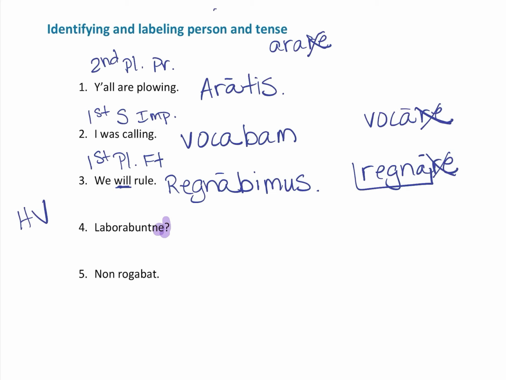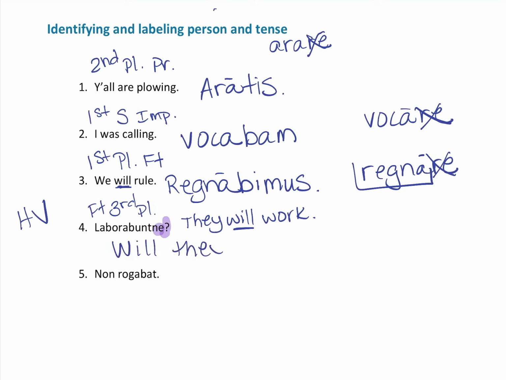So laborabuntne. So you see the bunt. If you remember, look back on your chart. We know that that's future. And it is third person because it's bunt, and it has to be plural. So if it wasn't going to be a question, we know laborare means to work. It would be they will work, because it's future and the future uses the helping verb will. However, if you're not sure, turn it into a statement, then turn it into a question. We move the helping verb first. So will they work? And that's how we order it into a question.